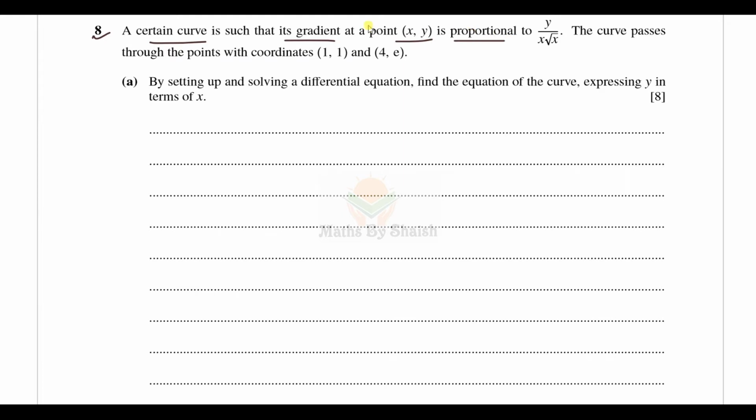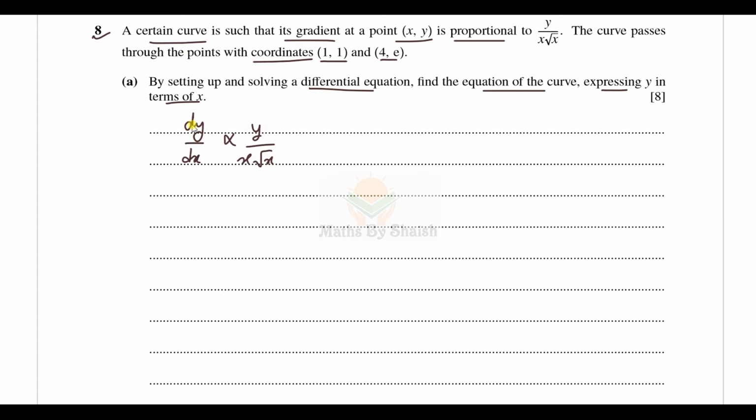So gradient, we know gradient is dy over dx, so we'll write one by one the condition. Proportional to, so proportional to y over x root x. Okay, the curve passes through the point with the coordinates (1, 1) and (4, e). So by setting up and solving a differential equation, find the equation of the curve expressing y in terms of x. So we'll do one by one every step.